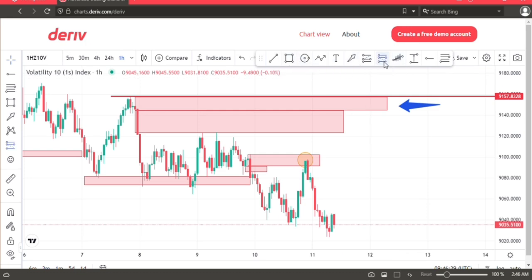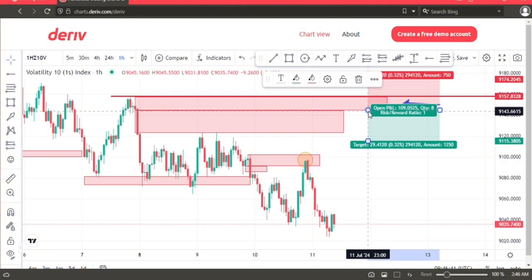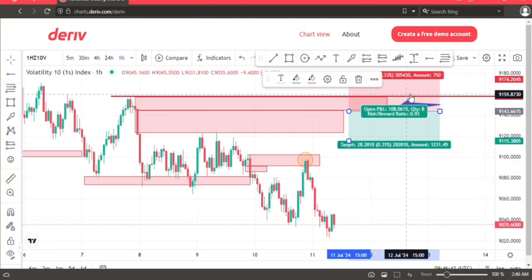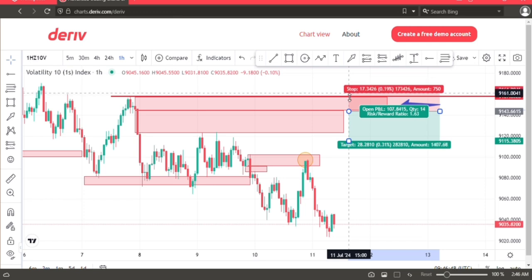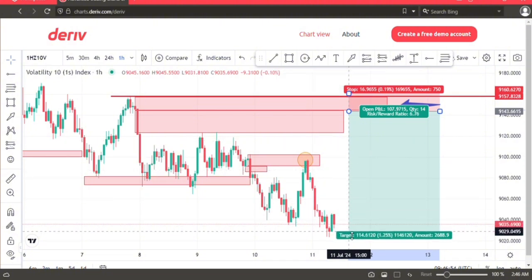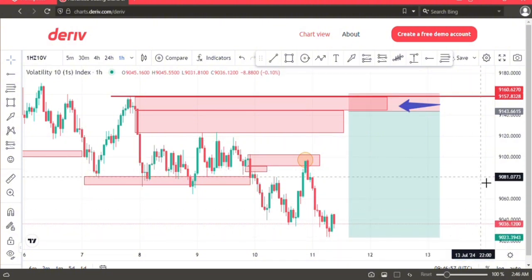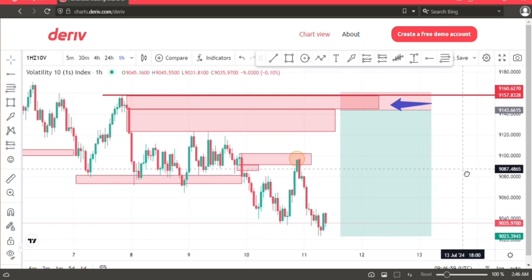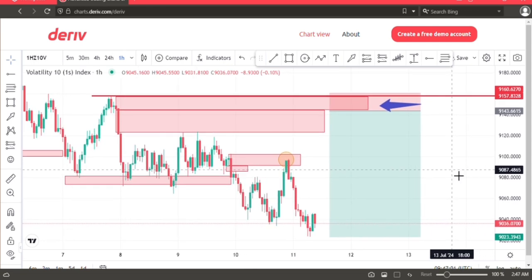Your entry will be here, your stop loss will be above it, and your take profit will be the last lower low. This is how to trade. This is what pro traders and day traders do. They wait for the market to get back into the valid order block and enter for a selling opportunity.